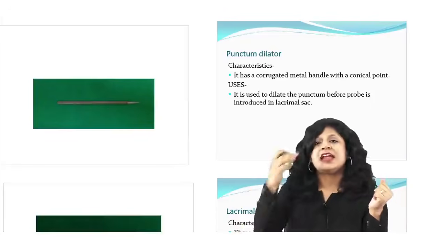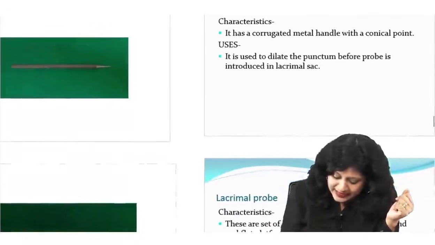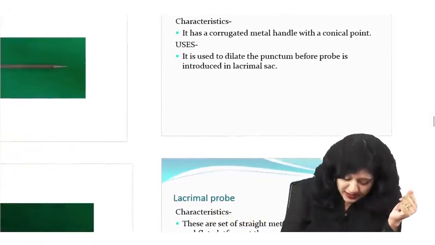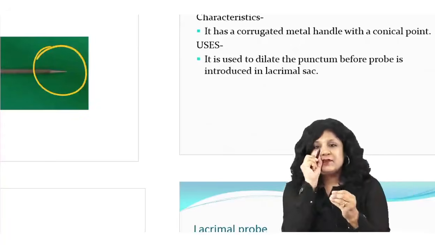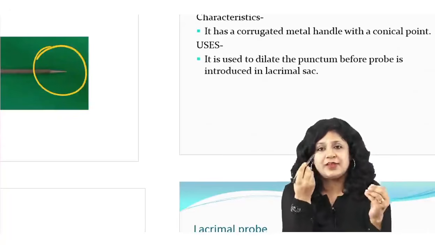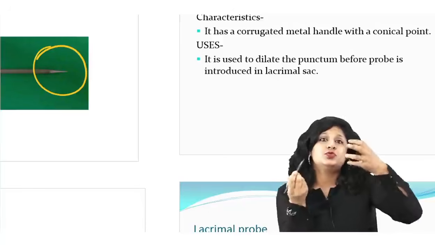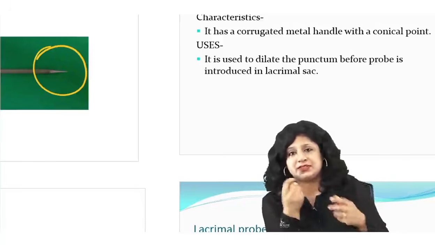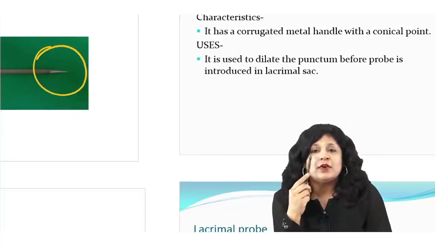Now see, if you look at its tip, I think it will become very easy to identify this. Looking at the tip, can you see you are having a conical tip, and it's very pointed. So basically its purpose is, when you are doing any procedure over the lacrimal apparatus, you have to do it from your outer opening, right? And what is your outer opening?